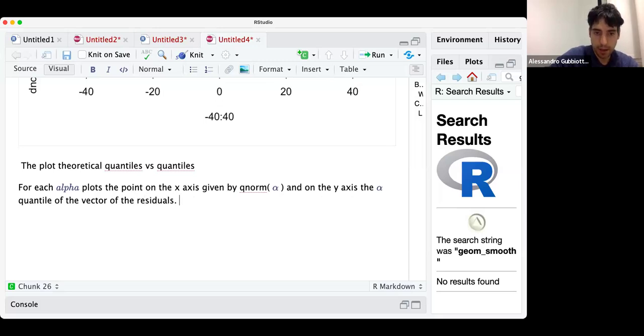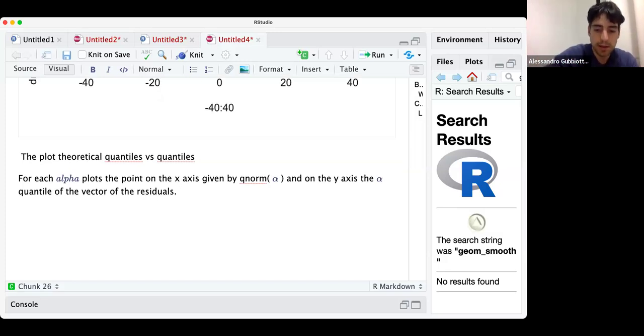Well, what is the quantile of a vector? Well, you order the vector, and the alpha quantile is where alpha percent of the vector is on the left, and 1 minus alpha percent of the vector is on the right. So we order the residuals and we can plot a histogram for the residuals. So let me do it.